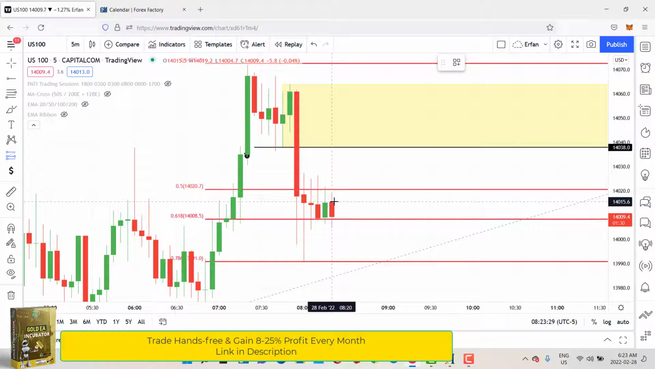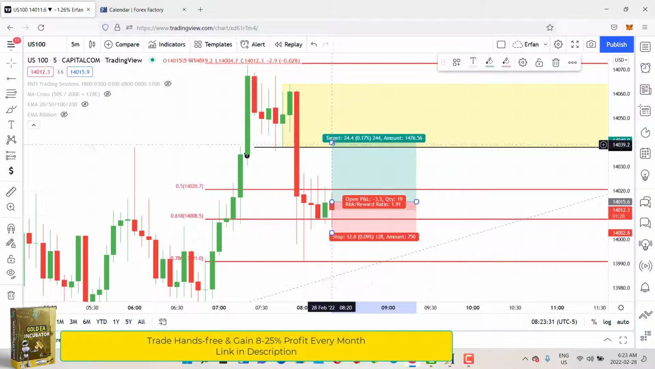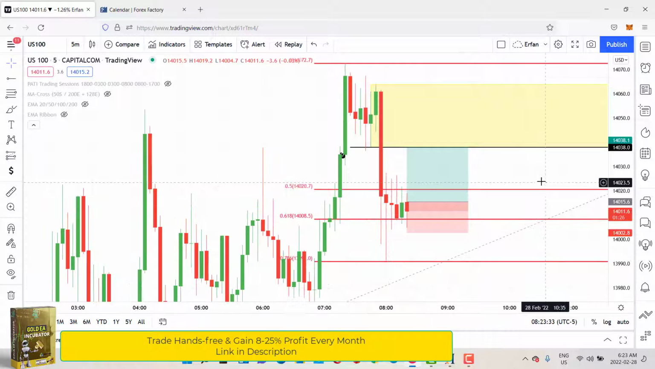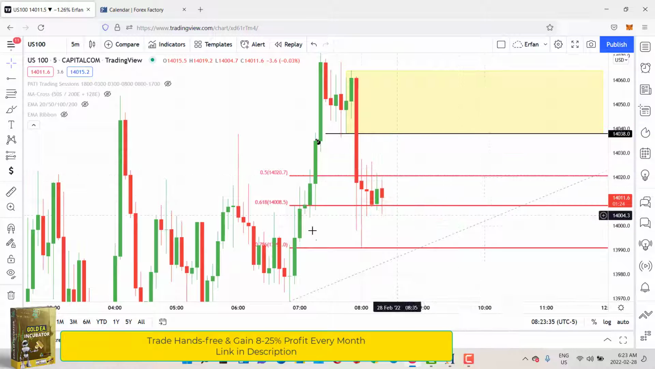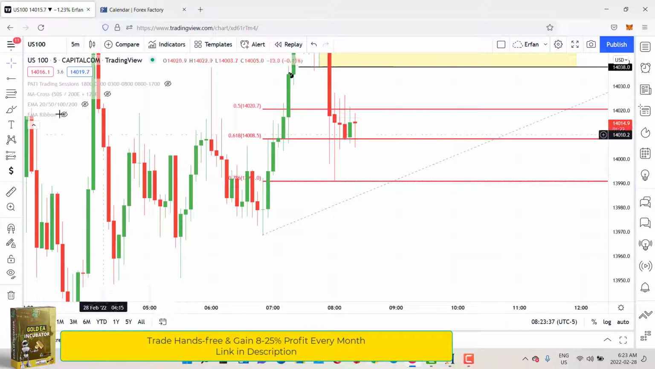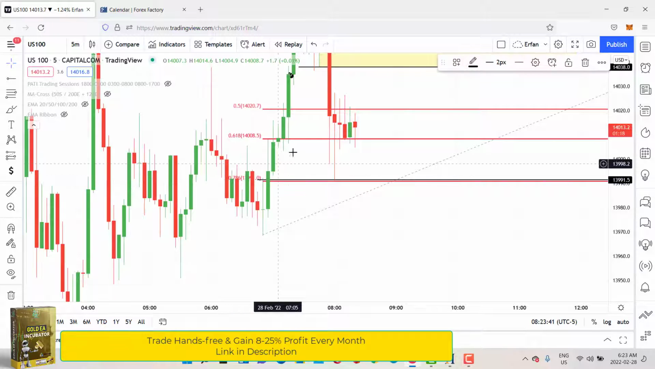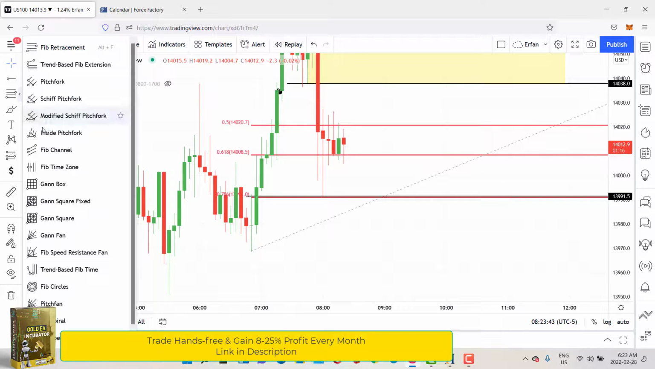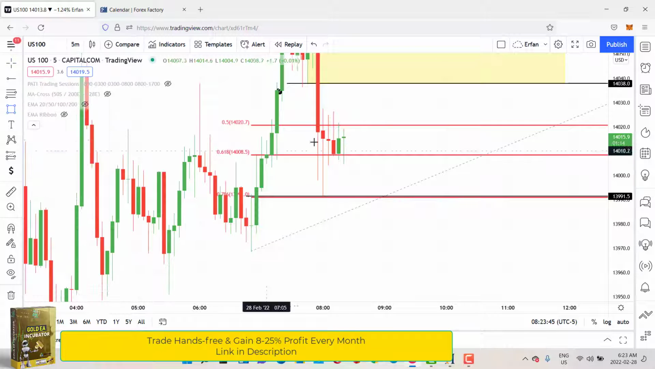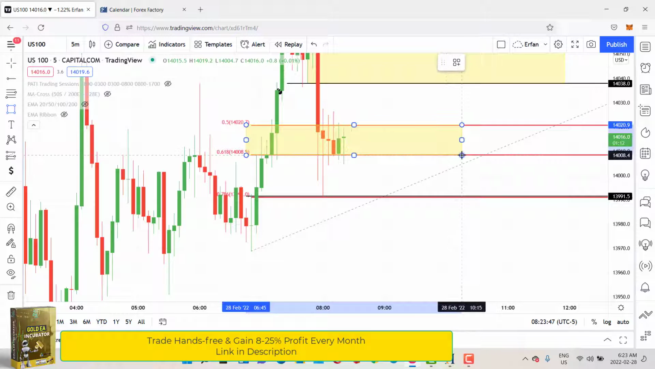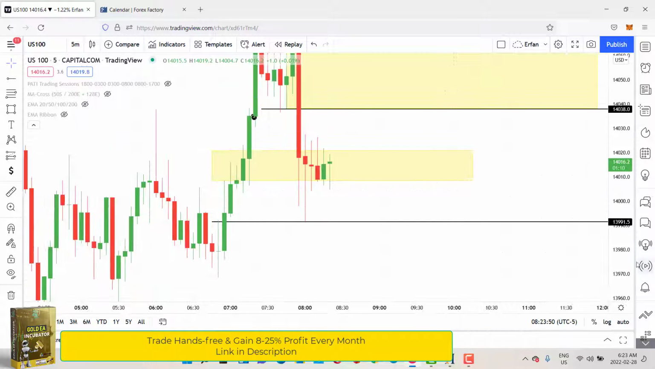So if you wanted to, you know, buy somewhere around here and get it up to here, it's going to be a 1 to 6 trade. It's going to be a good one, but it's riskier for sure. So this is our 70% level. This is our golden zone. Our golden zone never broke out. See, this is a golden zone. It never broke out, never.